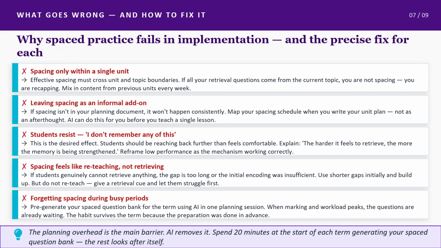Use AI to generate the question bank for the whole unit in one session. When term gets busy and marking piles up, the spacing questions are already prepared and waiting.